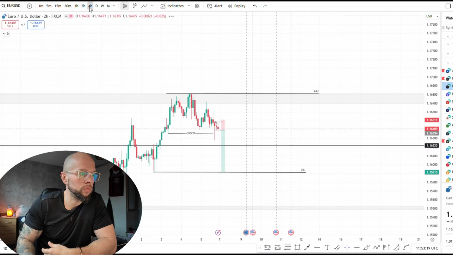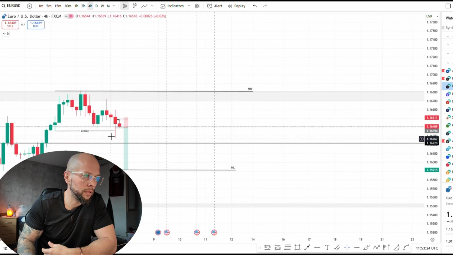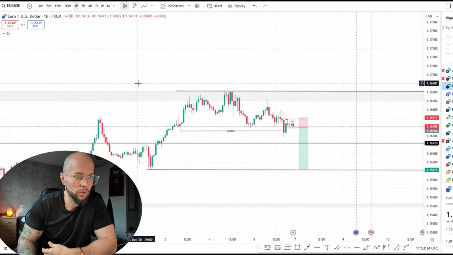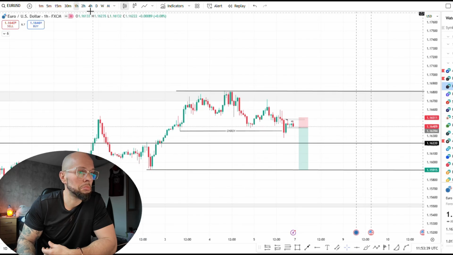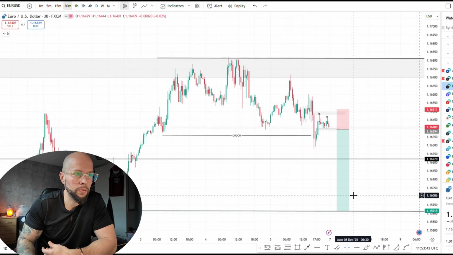Look at this long wick. There was some type of reaction over here, yeah. Change of character or liquidation. Liquidity, sorry. Okay, if it's proven otherwise, okay, let's see.